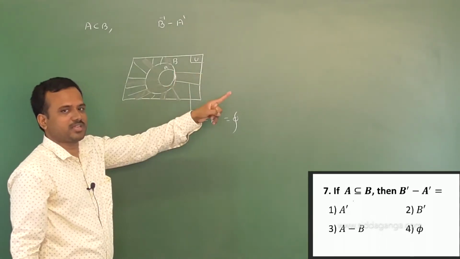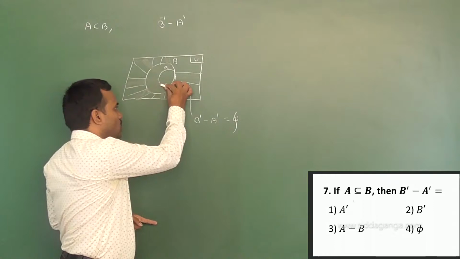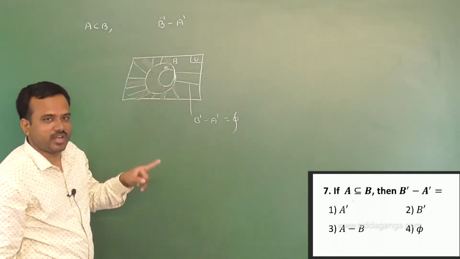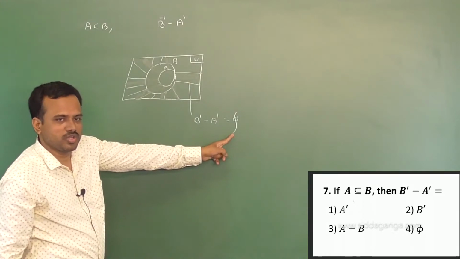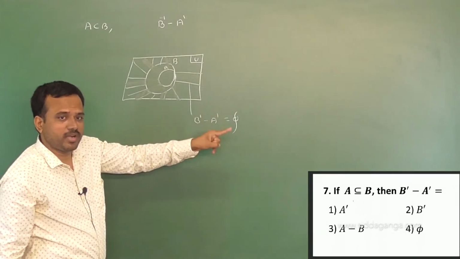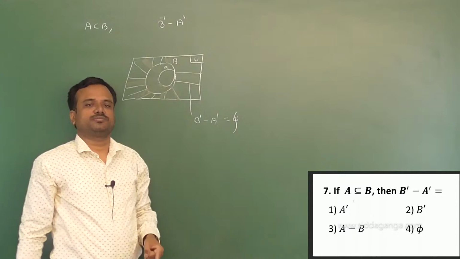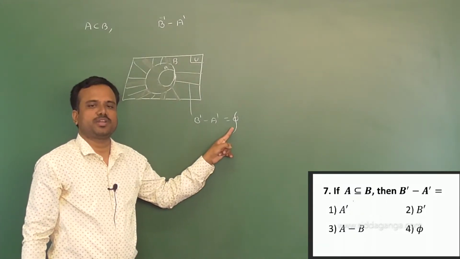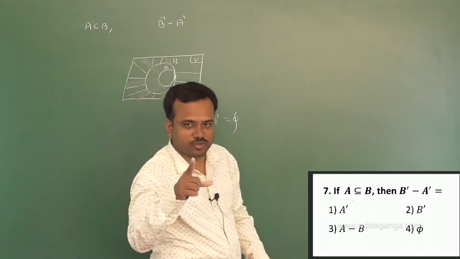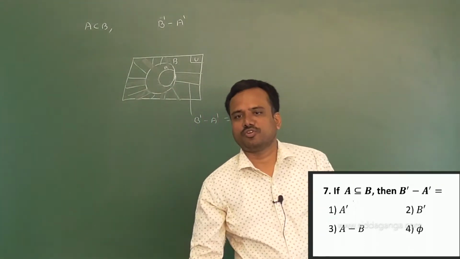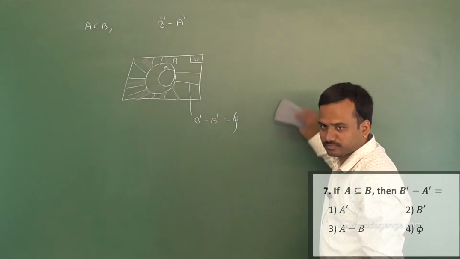What I draw as the dark line segment, there is nothing but A dash. B dash minus A dash means empty set, because whatever elements are present in B dash, they are also present in A dash. That's why B dash minus A dash is an empty set. So for this question, the option is the fourth one. Next question.